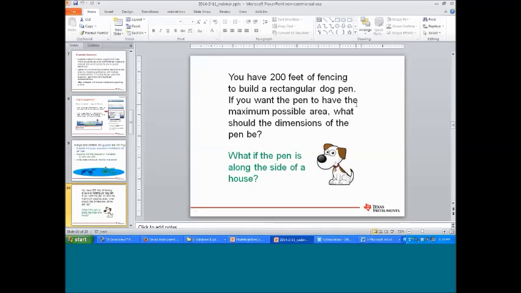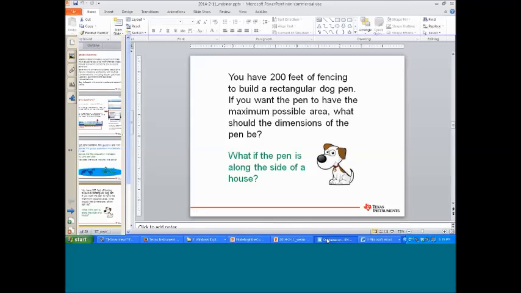that we all predicted. I think that if I asked you to put in the chat what you predict, if you have 200 feet of fencing to build a rectangular dog pen and you want the maximum area, what should the dimensions of the pen be? And I'm sure that many of you have suggestions of what that pen should look like. The second question we're going to look at with this is, what if the pen is along the side of the house, to make sure that it's not just a cliche kind of question.